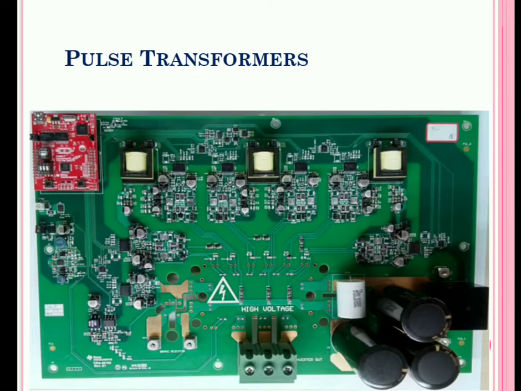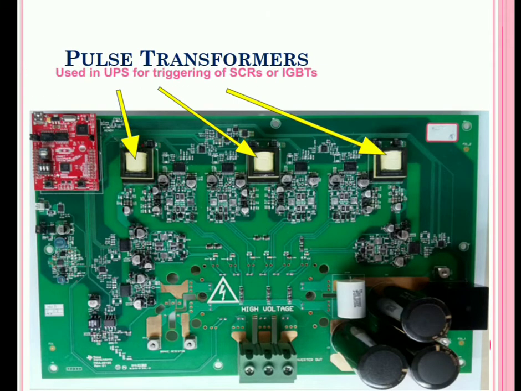Further looking at pulse transformers practically in industry, this is a motherboard that I have picked up from a UPS system, wherein you can see three transformers. They are actually pulse transformers. They are used in the UPS for triggering the SCRs or IGBTs, depending on the circuit being used there. Here it is observed that each transformer is triggering 6 SCRs or IGBTs.